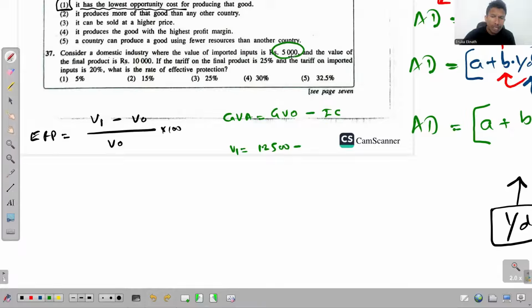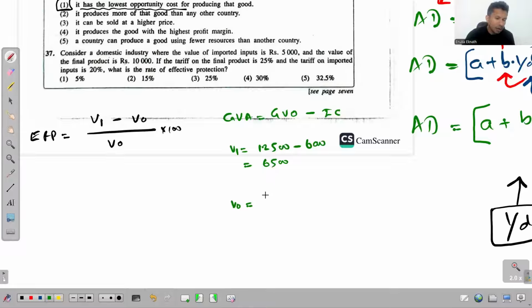And intermediary consumption, again, this is the intermediary consumption under the tariff system. Without tariff, they can import this for rupees 5,000. But when the government imposes a new tariff of 20% on inputs, the price of inputs gets increased by 20%. If you calculate 20% on 5,000, that will be just 1,000. So 5,000 plus 1,000 will be 6,000. So the domestic value addition under the tariff system is 6,500.